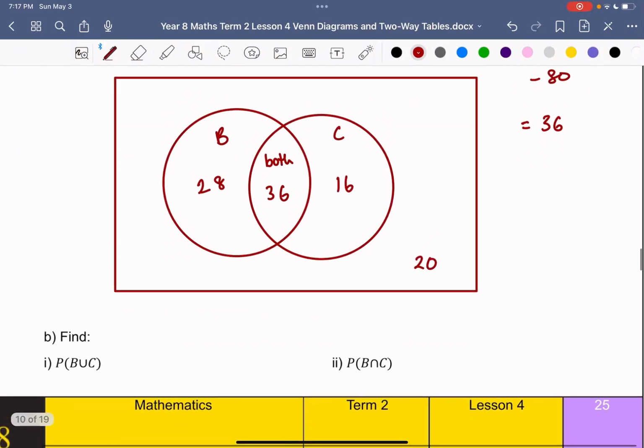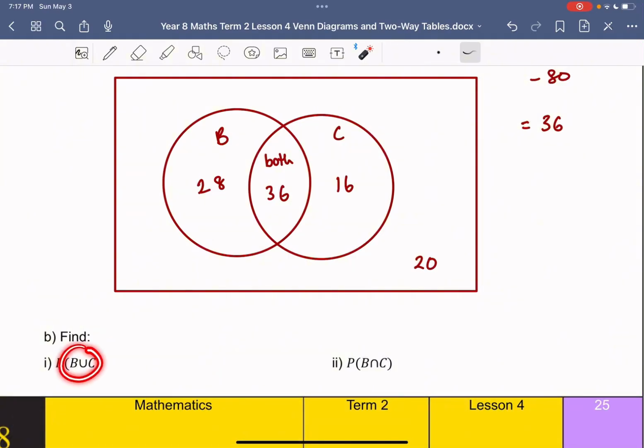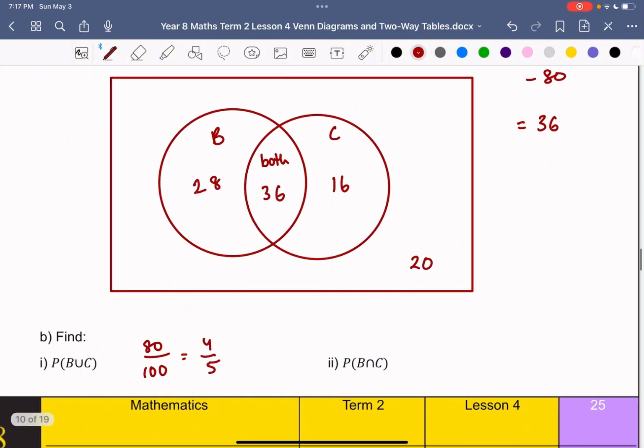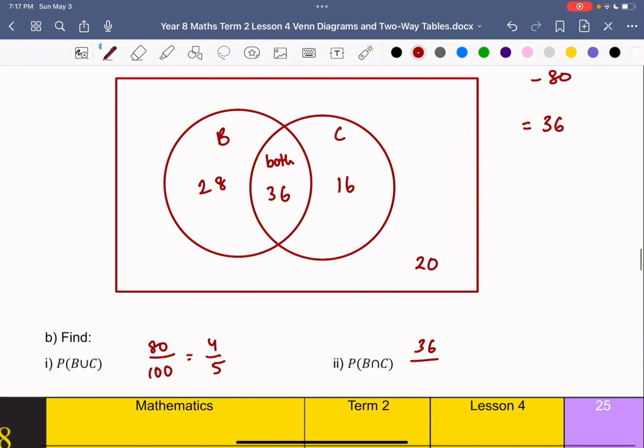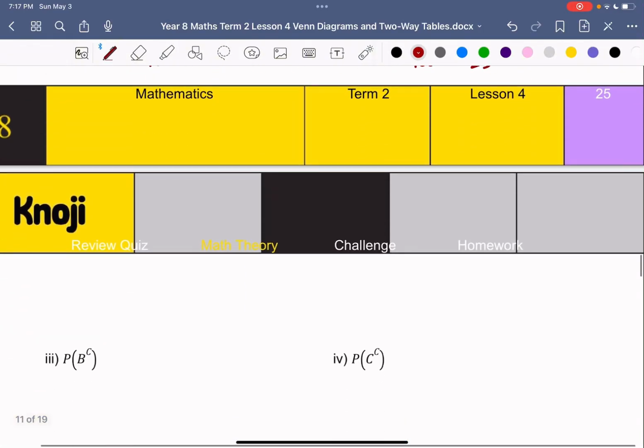Now we're going to find the probability of B or C. Now B or C means either basketball or cricket, so that's 80 students out of my 100. This one says B and C, so that would be where they overlap. 36 out of 100 students gives me 9 over 25.